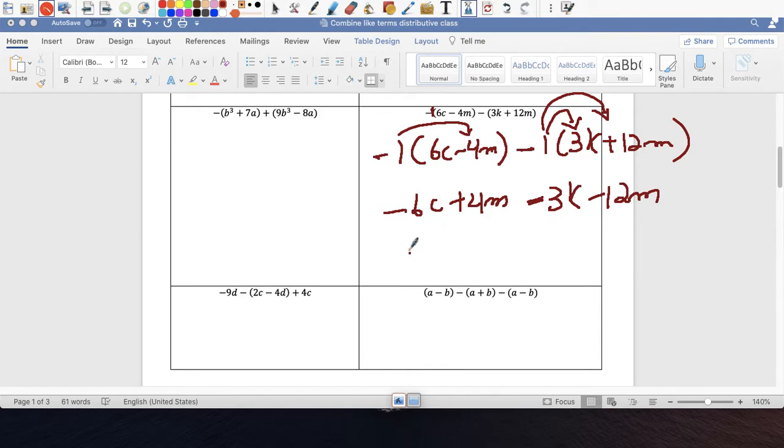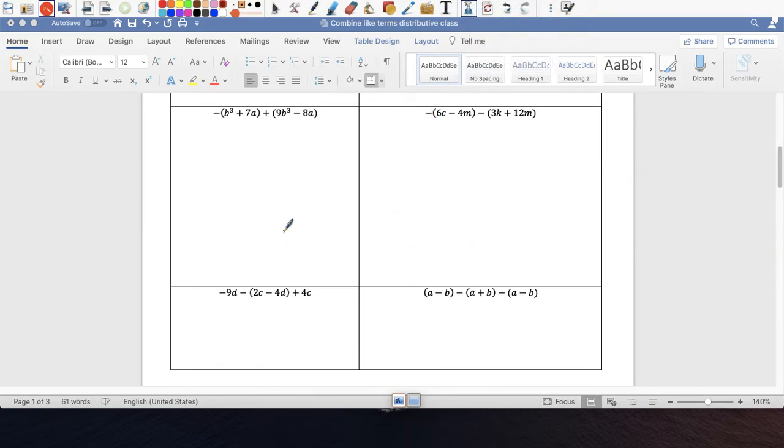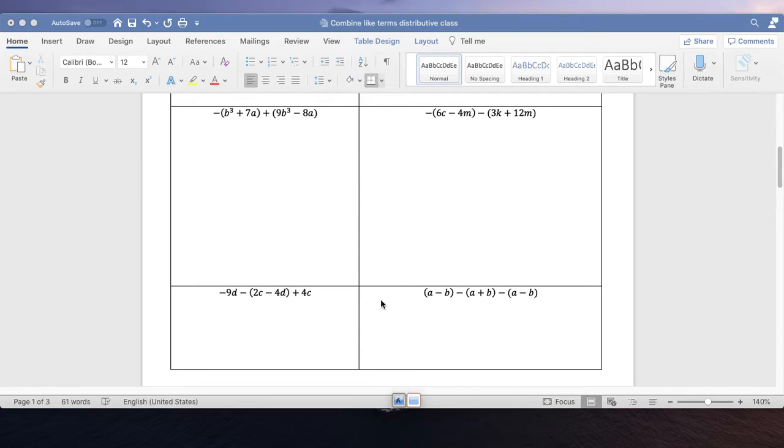Like terms together. Are there any like terms? So negative 6c, I'll put this in alphabetical order, negative 3k, and then 4m minus 12m. I can combine these two. Final answer: minus 8m, because 4m minus 12m is minus 8m. Let's see if I have room. Actually, I'm going to move this up a little bit.